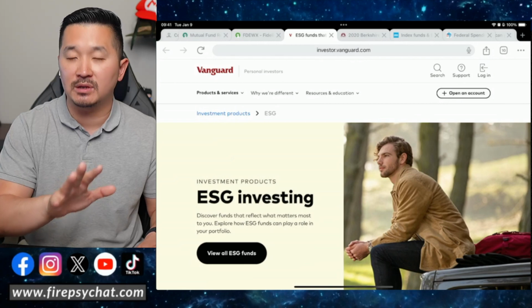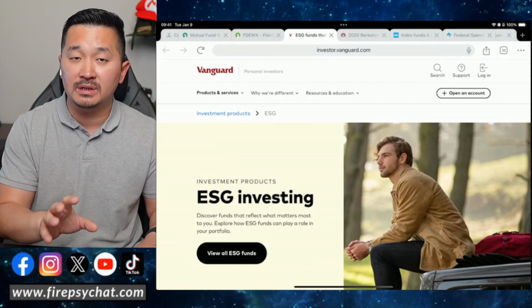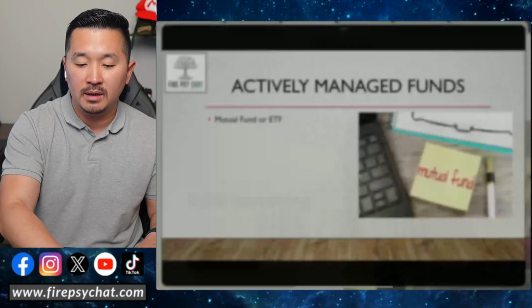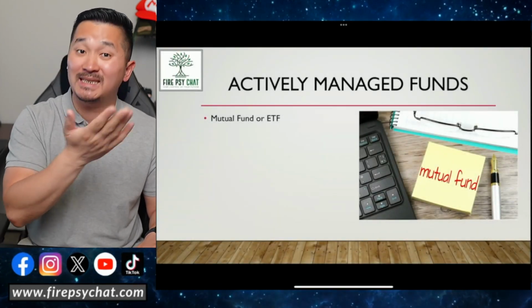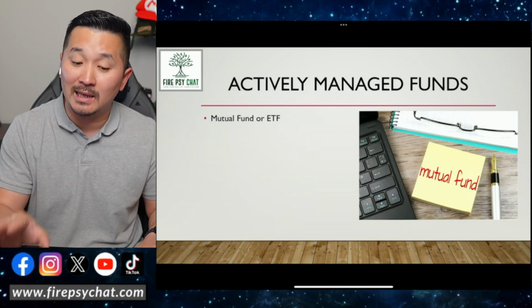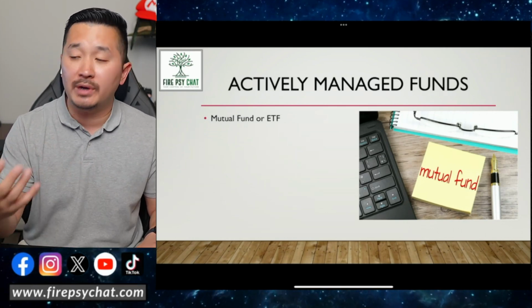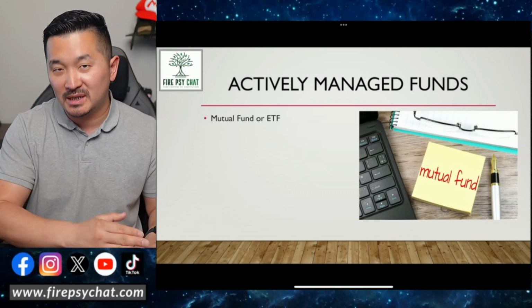When you research any type of investment, you need to first understand the differences between an actively managed mutual fund and a passively managed fund, also known as an index fund. And keep in mind that an index fund doesn't necessarily mean that it's a mutual fund, but it could be either a mutual fund or an ETF. That's probably one of the most common misconceptions out there.